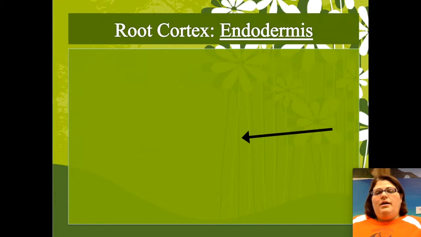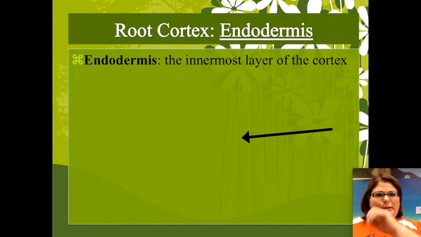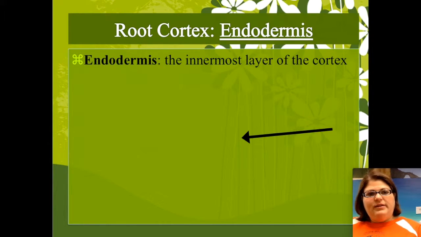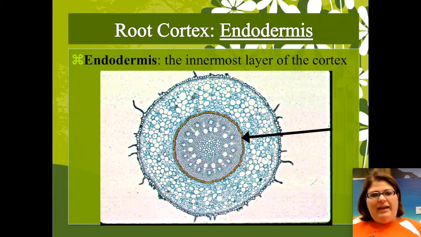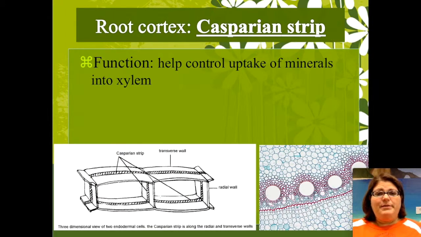Part of the root's ground tissue includes the endodermis. The endodermis is the innermost layer of cortex right on the edge of the vascular bundle, and in this picture it's the pink layer. Within the endodermis is the Casparian strip. The function is to help control nutrient uptake.